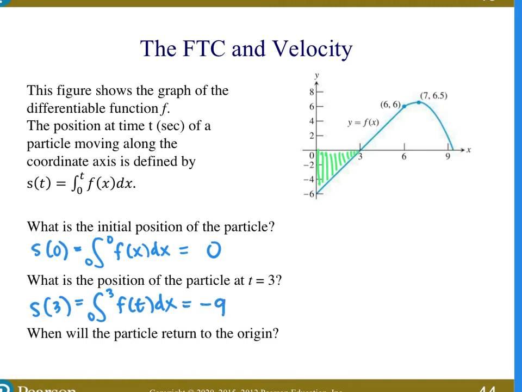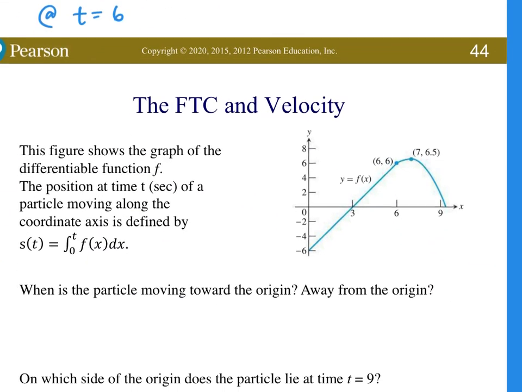So the initial position was 0. Now the position is -9. So when will the particle return to the origin? Well, it's got to make up the negative area that it just accumulated. So the only way to do that is to accumulate an equal amount of positive area. So once I get an equal triangular shape, it would be at time equals 6. Same figure.